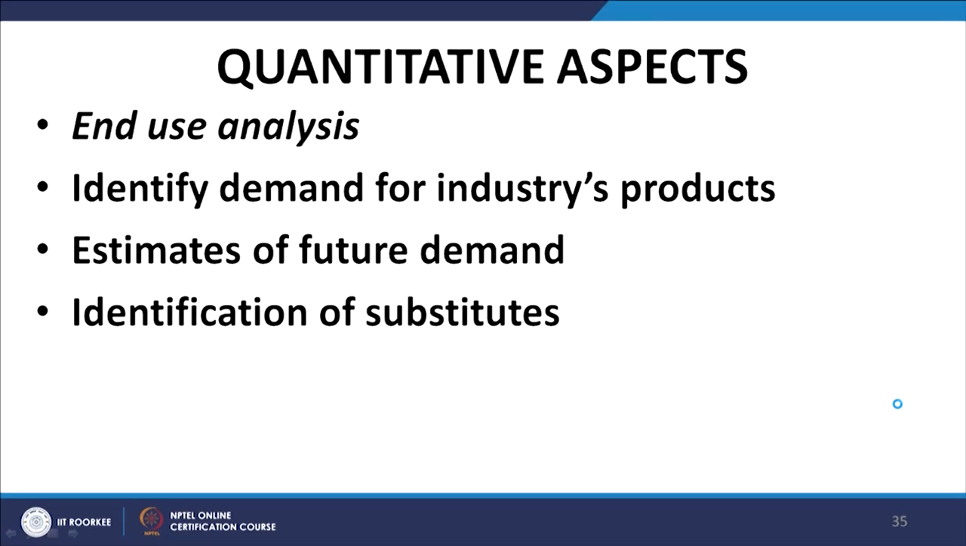Quantitative aspects of industry analysis, well, we need to do end use analysis that will comprise identifying demand for the industry's products, estimates of future demand, identification of possible substitutes emerging in the market. Then ratio analysis can be done that will help us in examining data over time, how the data is showing trends over time, what are the patterns incorporated or embedded in the historical data. We can identify those patterns largely through ratio analysis. So, favorable and unfavorable trends can be looked at, and then we can also do regression analysis by determining the relationship between various variables.